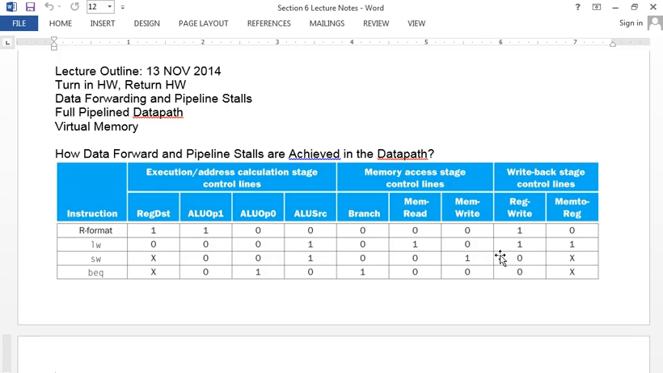So last class we went over this concept of pipeline stalls and data forwarding, right? Today we're going to discuss how that's actually done in the data path. We had a single cycle data path. Now we have stages in between with buffers in between each stage, and now we're trying to get as many instructions in as possible.